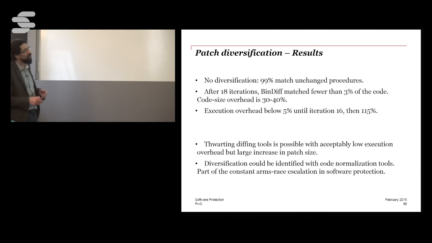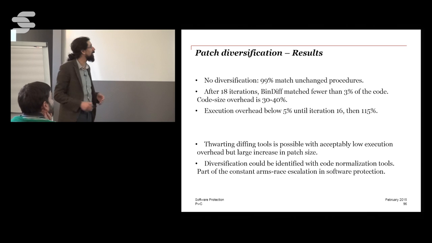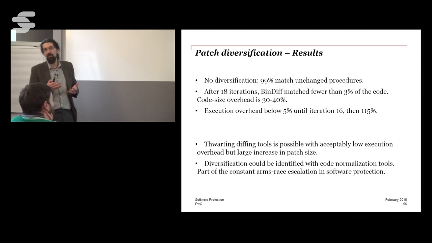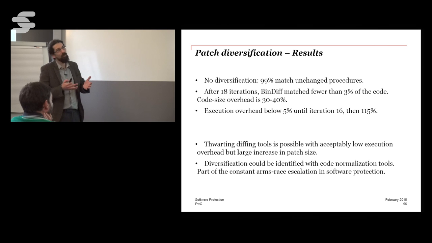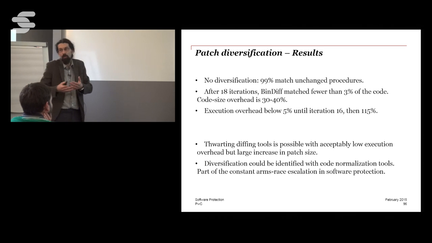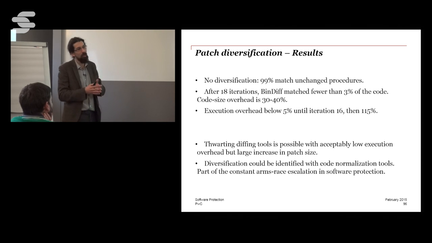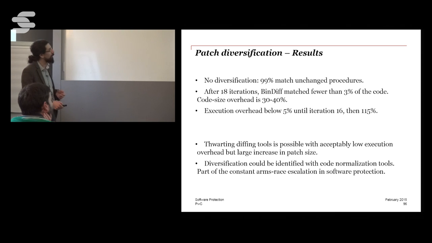On the code overhead side, you're diversifying, so you're obviously adding things to make it look bigger. The patch is getting bigger and bigger, so you end up with a code overhead of something like 30 to 40%, and an execution slowdown. When diversifying, you can choose to diversify mostly cold code that doesn't get run frequently. As you fail to change things, you might start diversifying hotter and hotter code, knowing that you're incurring a penalty. But if you're optimizing for large BinDiff output, sometimes you sacrifice that. It turns out after 18 iterations, BinDiff couldn't tell what had changed.